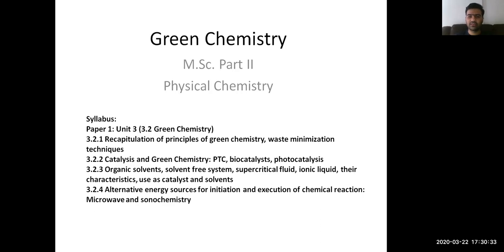So we looked at the principles of phase transfer catalysis and also a certain number of examples where it can be employed. We also looked at biocatalysts, majorly enzymes. But apart from enzymes, you can also be using live organisms to bring about the same sort of catalysis. And the last one, photocatalysis.